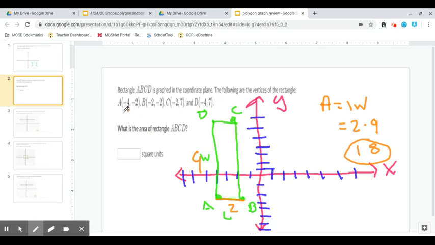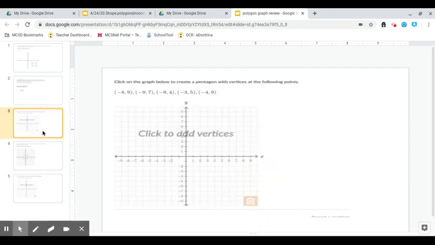So when you have problems like this, graph them. It makes it a whole lot easier to count the spots and try to figure out some sort of mathematical thing in your head. Okay, hopefully that one helps. Moving on to problem 3. Click on the graph to create a pentagon with vertices at this following points. Well, I don't have that technology here, so I'm going to make my own graph.